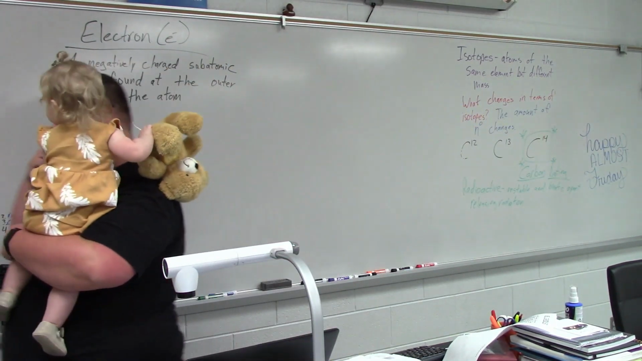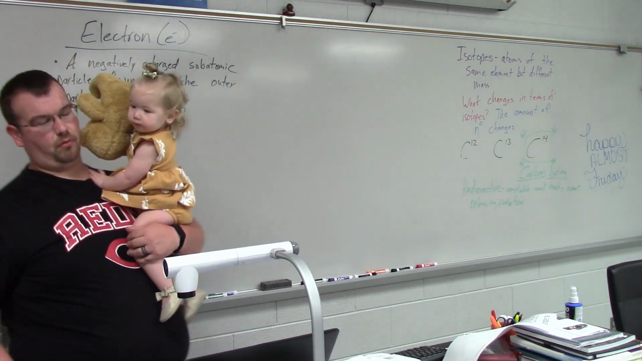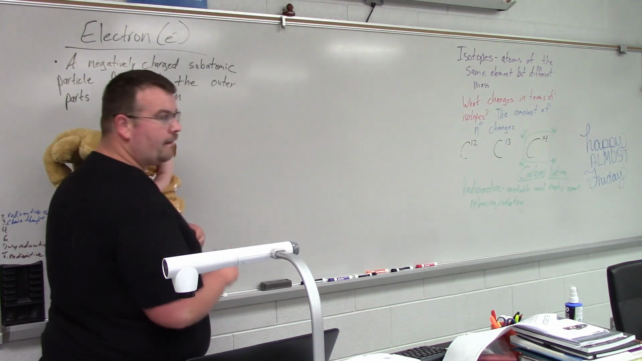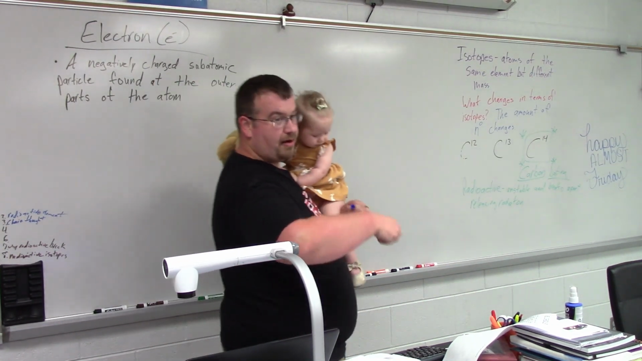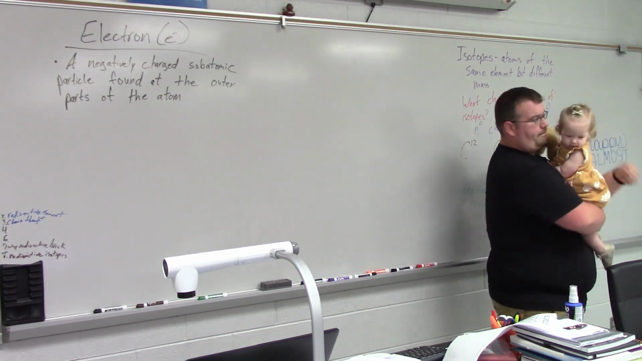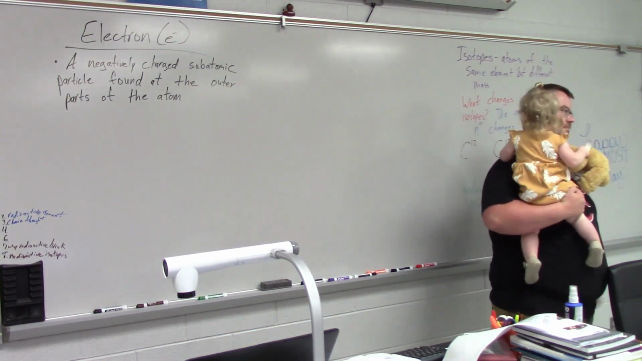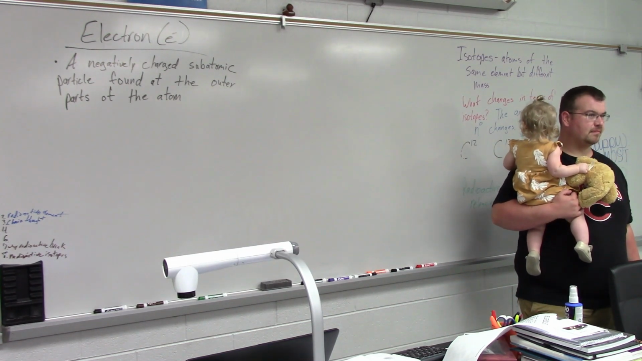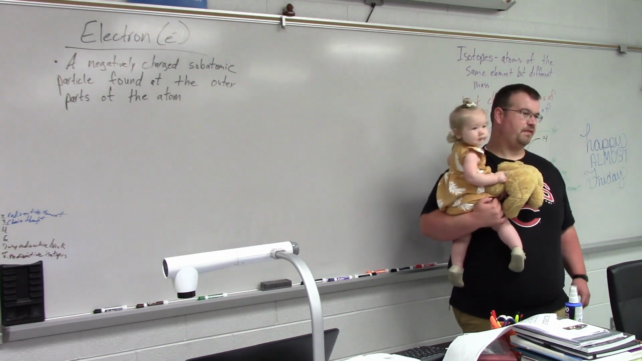So, talk about the electron. What does the electron control? What does it do? Just spins around outside the atom. Spins around. It can affect the charge of the atom. So it can affect the charge.